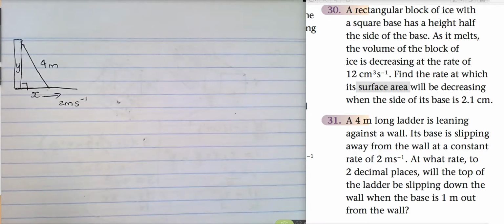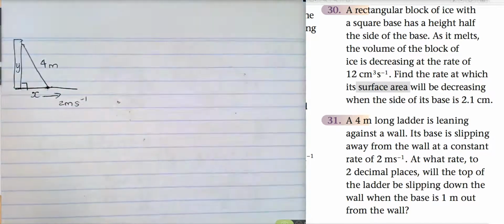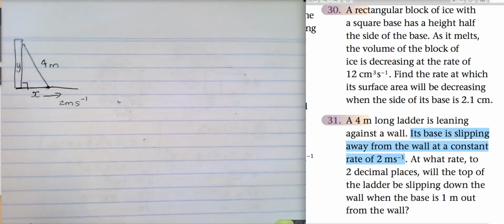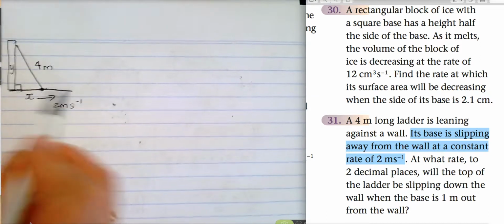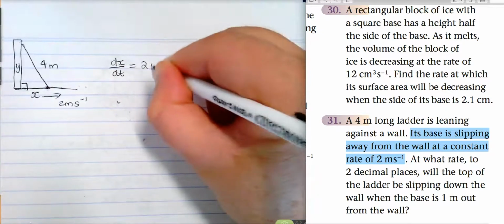So we've got a 4-metre long ladder leaning against the wall. Its base is slipping away from the wall at a constant rate of 2 metres per second. Now, we know the distance of the base of the ladder from the wall is x. So for this sentence, its base is slipping away from the wall at a constant rate of 2 metres per second, what do I write there? It's dx dt. And do you think that distance is increasing when the ladder slips away from the wall? So it's positive. So we know that dx dt is 2 metres per second.